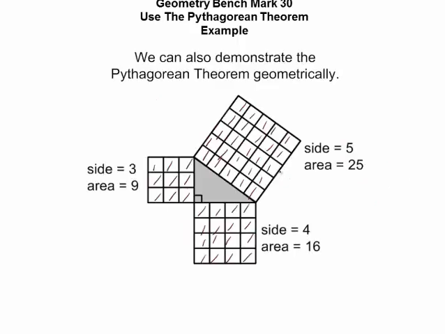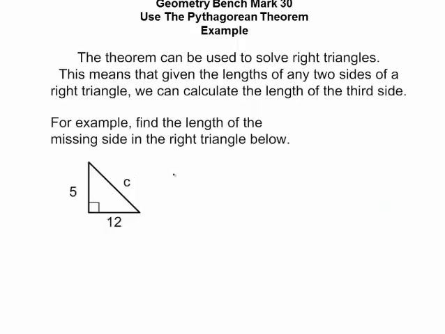So I showed this. We have a triangle. The right angle will always point to c. Then the other two are a and b, and it doesn't matter which is which. I could call this a, I could call that b. We don't care.